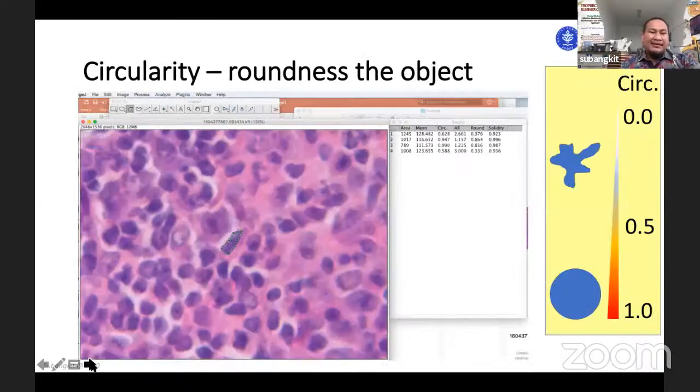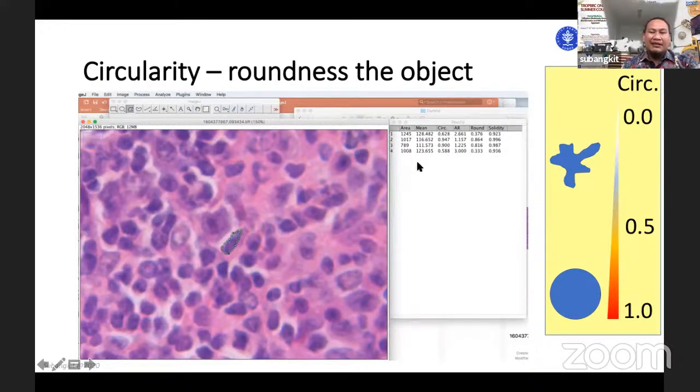And also we can calculate the circularity or roundness of an object, especially in immunodeficiency or immunomodulator research. We have to calculate the young cells versus the mature cells in the spleen. In the spleen, for example, a mature cell is indicated by a round-shaped cell with a dark color, but a young cell is indicated by a shape that is a little bit not round, with some irregular shape.